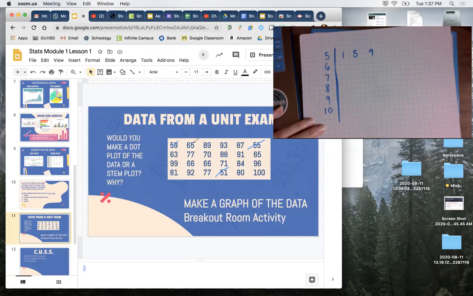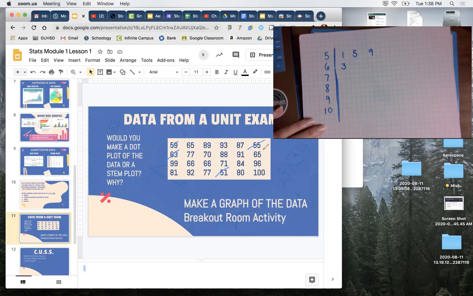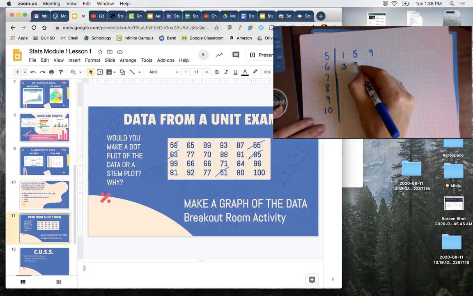Now the people who scored in the 60s, it looks like I have a 65, 65, 63 is my lowest so far, 66, 66. So it looks like 63 is my lowest 60, so I'm going to put a 3 right here for 63. Next, I'm going to go to 65. I have a 65 right here. Any other lower 60s? No. So 65 will be my next one right there.